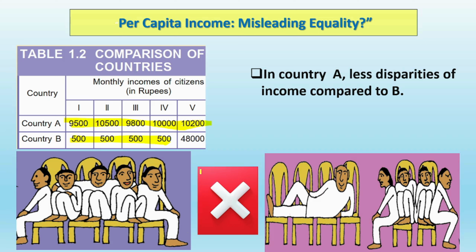Let me explain the same thing in a pictographic manner. See here, there are 4 chairs. Let's imagine this chair as income, monthly income.